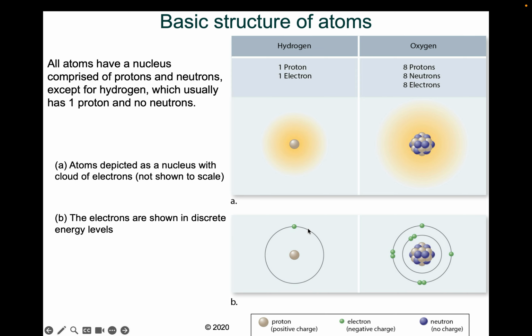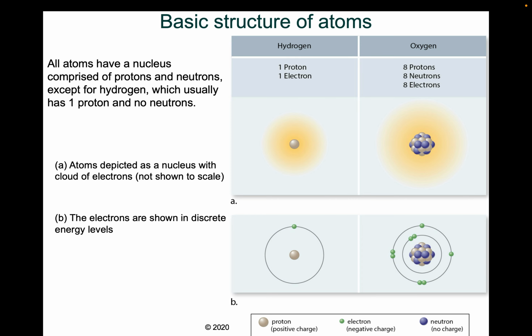But do you see one thing that is quite unique here with hydrogen? There are no neutrons. All atoms actually have protons and neutrons in their nucleus. The only exception is hydrogen. Hydrogen has only one proton. It has no neutrons. That's the only exception, but every other type of element or atom, sorry, is composed of protons and neutrons and electrons as well, except for hydrogen.